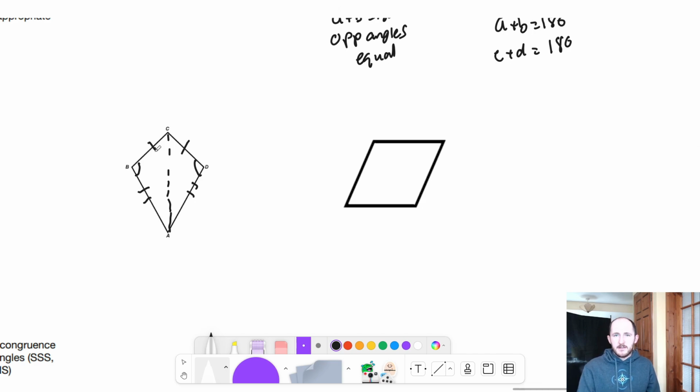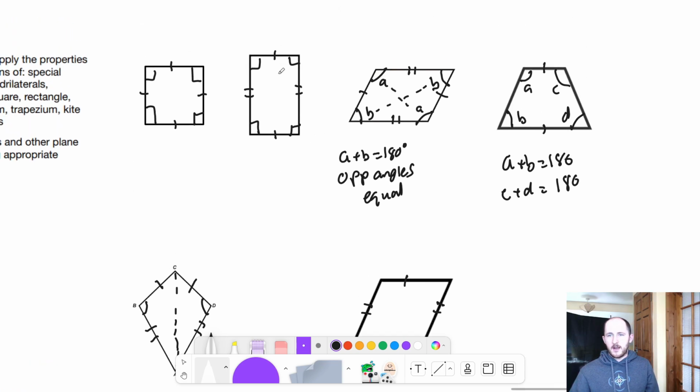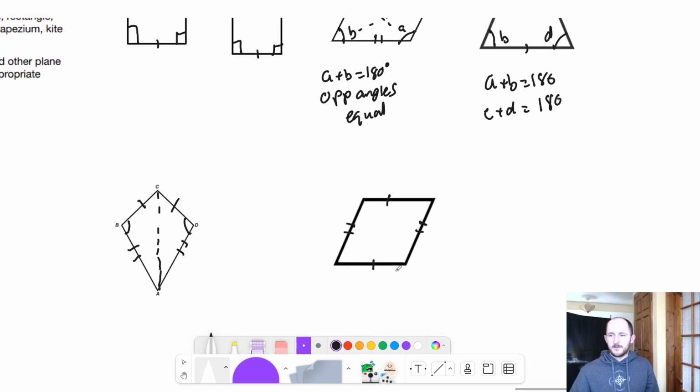Then lastly we have a rhombus. And the key thing about a rhombus is that the pairs of sides are parallel, and they're also the same length as each other. So effectively, it's a parallelogram that's been flipped on its side. Okay?